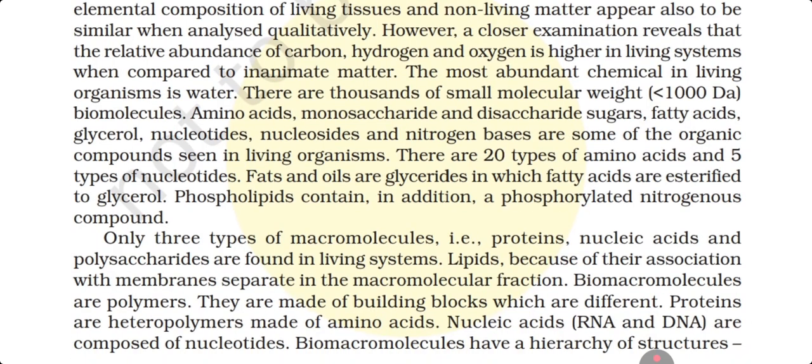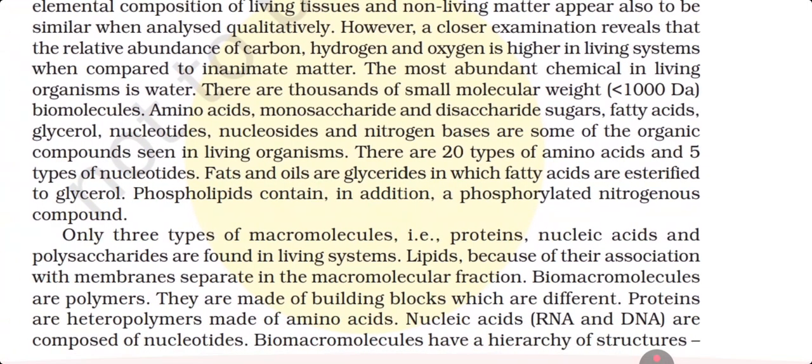There are thousands of small biomolecules with molecular weights less than 1000 Dalton. Amino acids, monosaccharides and disaccharides, sugars, fatty acids, glycerol, nucleotides and nucleosides, and nitrogenous bases are some of the organic compounds seen in living organisms. There are 20 types of amino acids and 5 types of nucleotides. Fats and oils are glycerides, in which fatty acids are esterified to glycerol. Phospholipids contain, in addition, a phosphorylated nitrogenous compound.